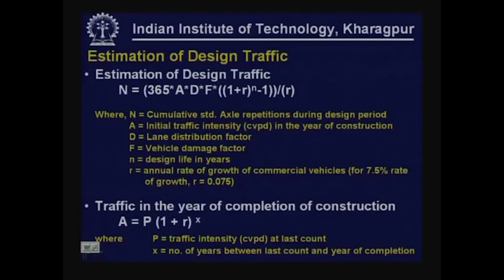The traffic in the year of completion of construction, that is A, can be estimated if you know the present traffic intensity at the last count, and also the number of years between the last count and year of construction, that is X, using this expression.